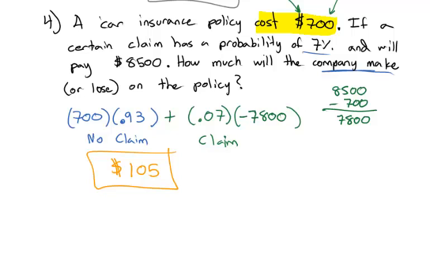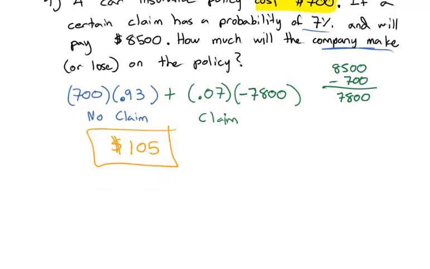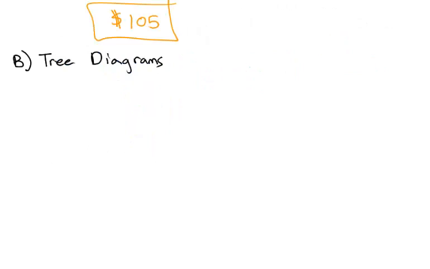So that's expected value. Multiply the probability times the payoff, add them all up, and that tells you the expected gain or loss on a poker game, on an insurance policy, or on some weighted average. Another thing I want to look at, just really briefly, is how we can use tree diagrams to solve some probability problems that are a little bit more involved than we've seen before, but the tree diagrams actually help us organize the information we need.